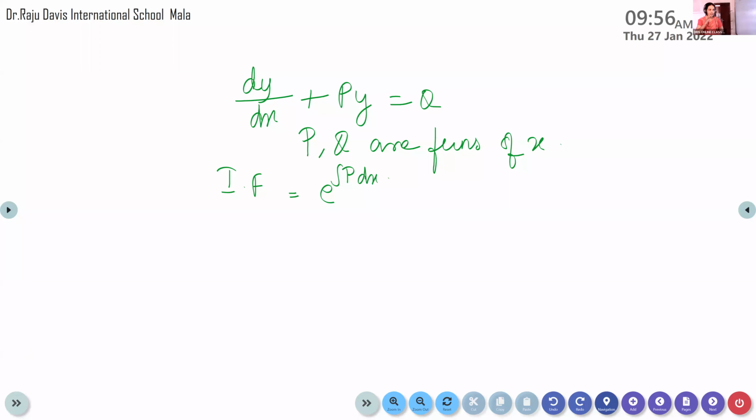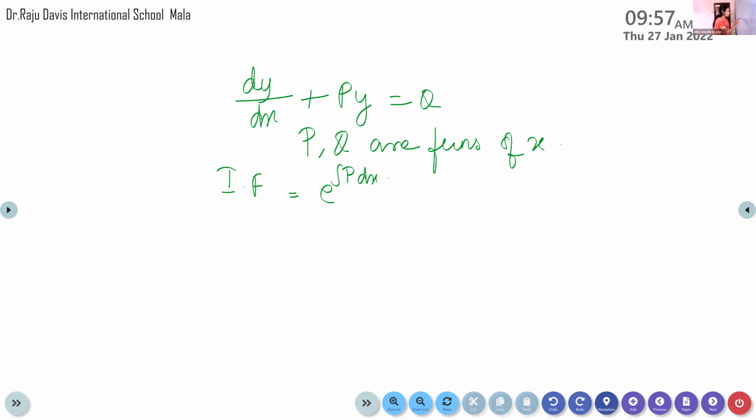Learn this by heart, children. Integrating factor, a 1 mark question will be asked: what is the integrating factor? The integrating factor is given by e raised to integral pdx. What are p and q? They are functions of x alone. Constants are allowed, but no y term will be allowed.